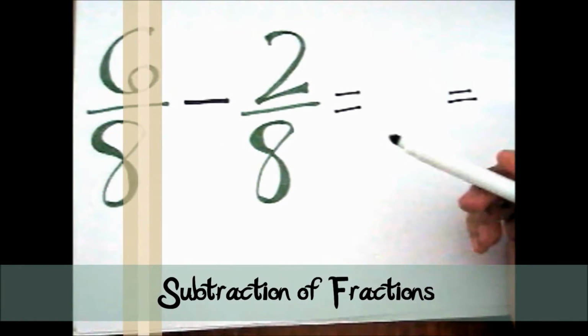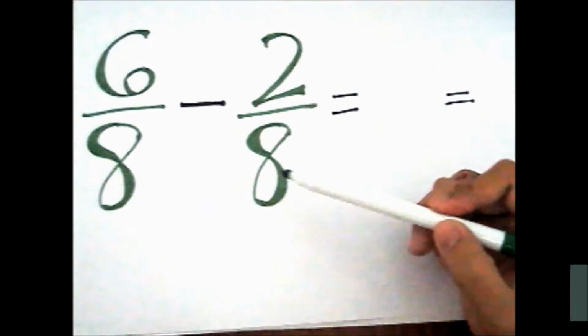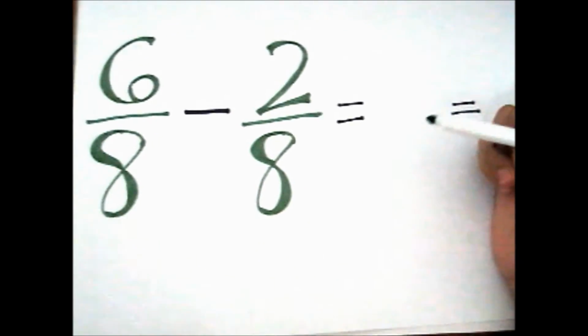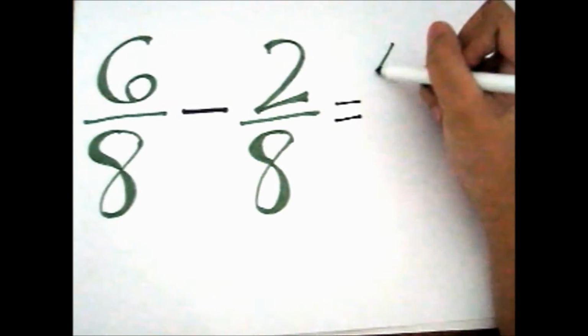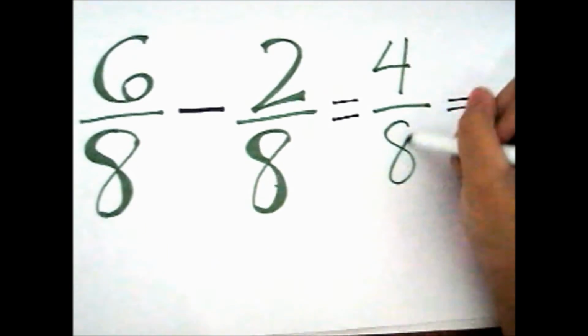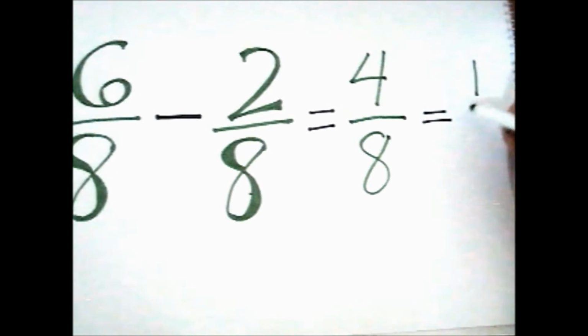Subtraction of fractions. In subtracting fractions, just like in adding fractions, we first make sure that both denominators are similar. Then, we simply subtract the numerators and copy the denominator. And lastly, we reduce the fraction to its simplest form.